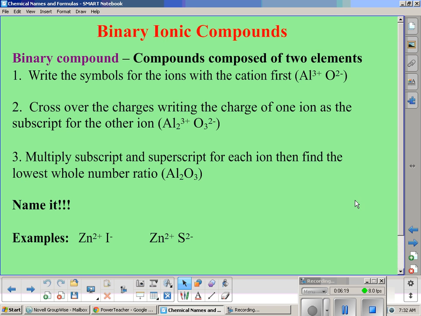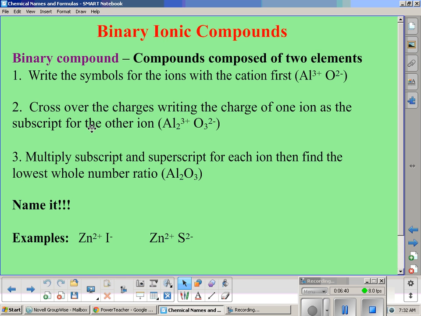And this is how you do these. This is really easy. You write the symbol for the ions with the cation first. The positively charged one always goes first. So aluminum is positively charged, 3 plus, because it lost 3 electrons. Oxygen is negatively charged because it gained 2 electrons, 2 minus.